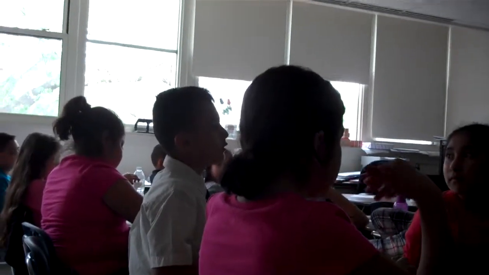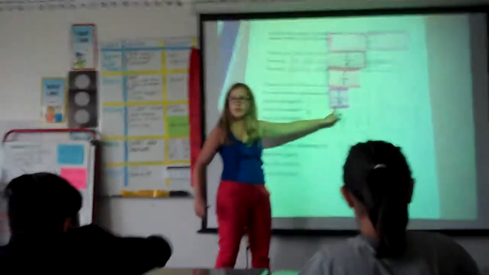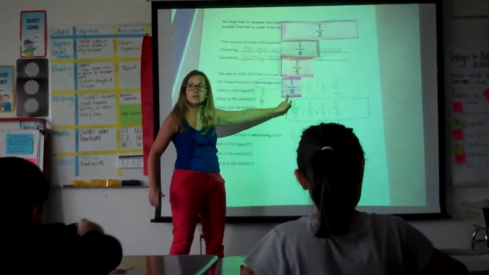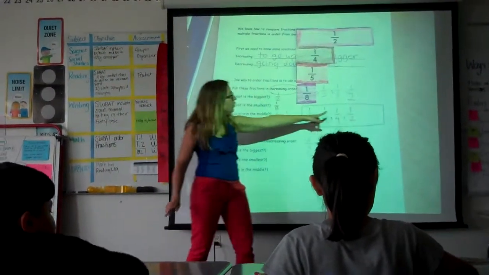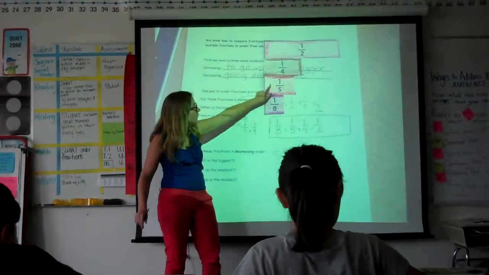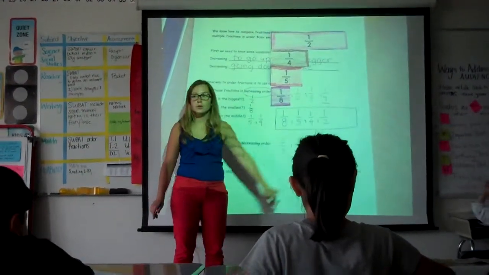Jared. They're from the biggest to the smallest. Okay, if you go this way, it's the biggest fraction to the smallest, and if you go this way, you take the smallest to the biggest. Very good. So we said 1/8 was the smallest, 1/2 was the biggest, and 1/5 and 1/4 went in the middle. Were we correct?